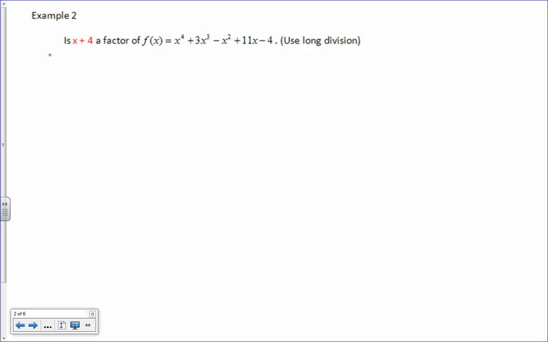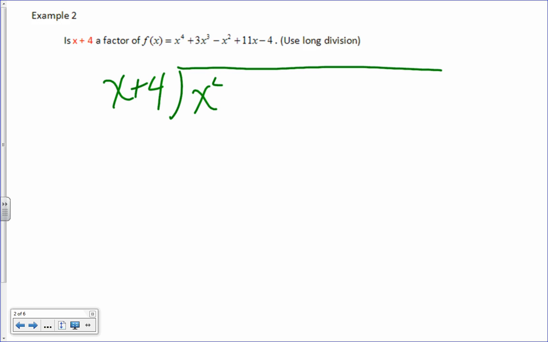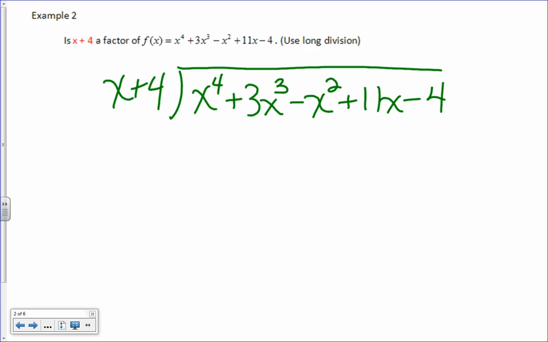To start it off, there are lots of ways, and I know you probably prefer synthetic. Synthetic would have worked for both of the ones we had today really well, though it doesn't work so well on some other ones. So x plus 4 is what we would like to divide by. We have x to the 4th as the highest, then x to the 3rd, followed by x squared, and then x. This time you didn't have to worry about any missing terms.